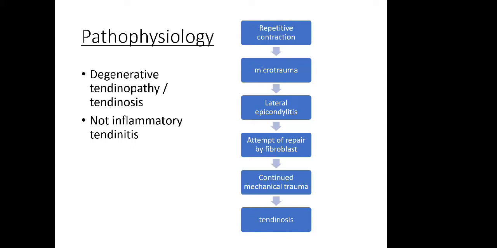So it is actually a degenerative tendinopathy, or we call tendinosis, not inflammatory tendinitis. It starts with repetitive contraction, which then causes microtrauma, and then causes lateral epicondylitis. Later, the body and the cells try to repair by fibroblasts. Despite the repair process, with continued mechanical trauma, it fails to heal normally, and then it can cause tendinosis.